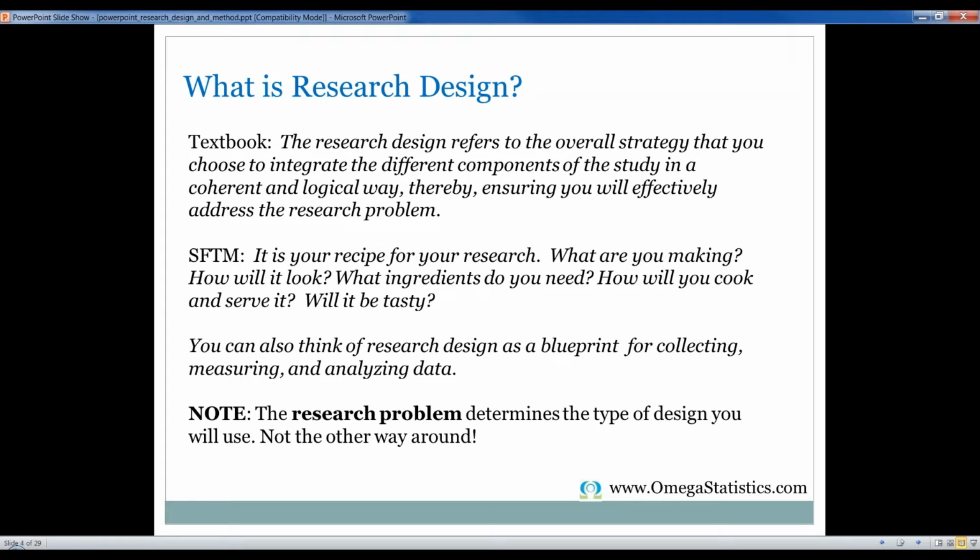The research problem is going to determine the type of design you will use, not the other way around. So you do your literature review and you have a good idea now of what your gap is, what the problem is you want to address, and then you're going to design your study around the problem.